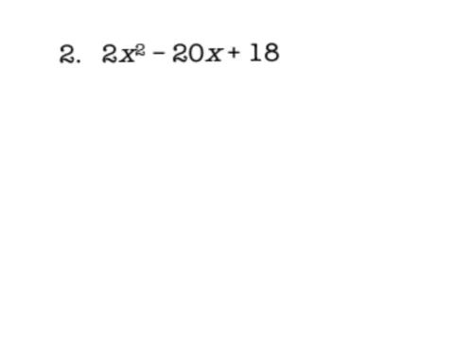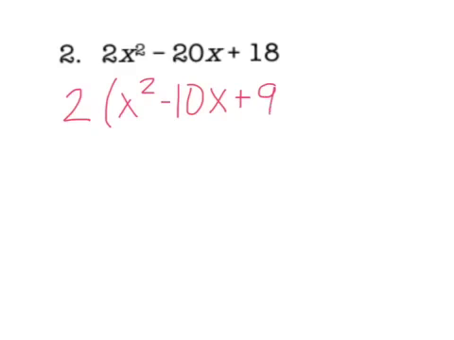And just at a glance, I can see that all of the coefficients are divisible by 2. So I know I can first factor a 2 out. And then if I look here, we've got an x squared, an x, and then no x. So I can't factor out an x, but factoring out that 2 will make the process easier. So dividing each term by 2, I get x squared minus 10x plus 9.